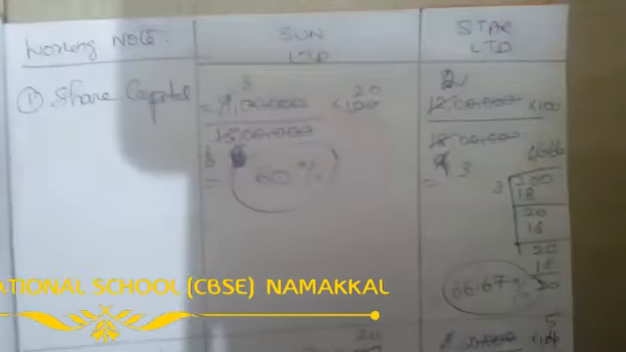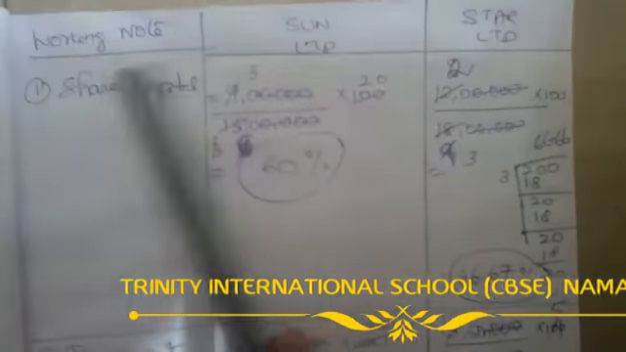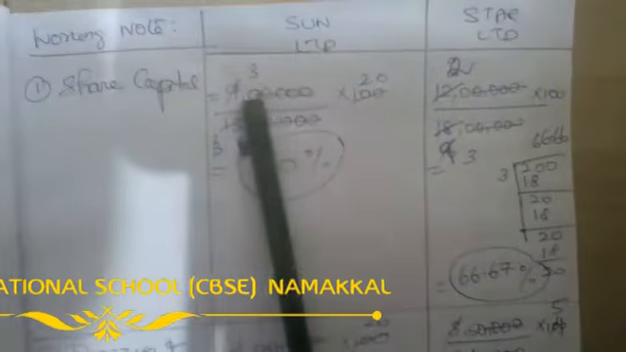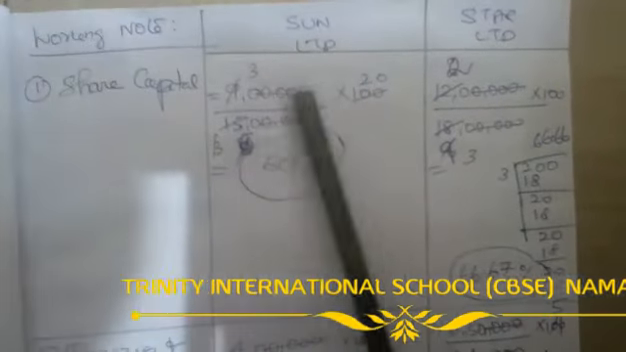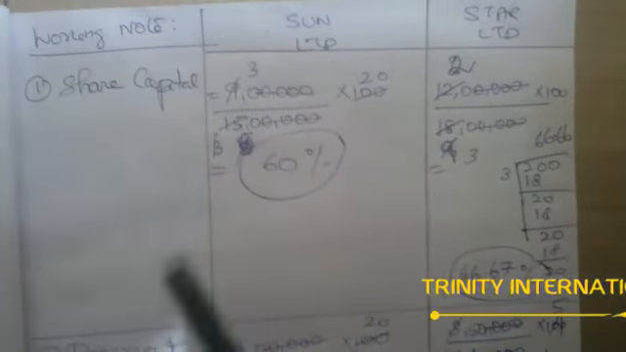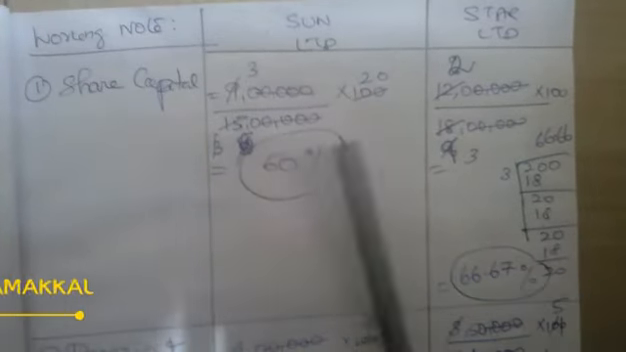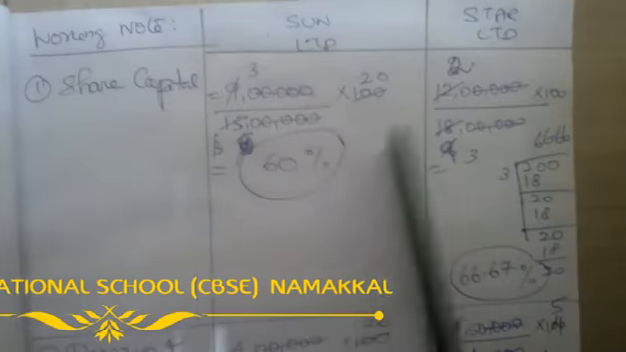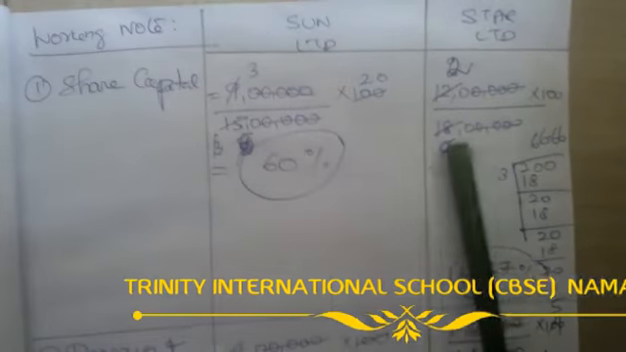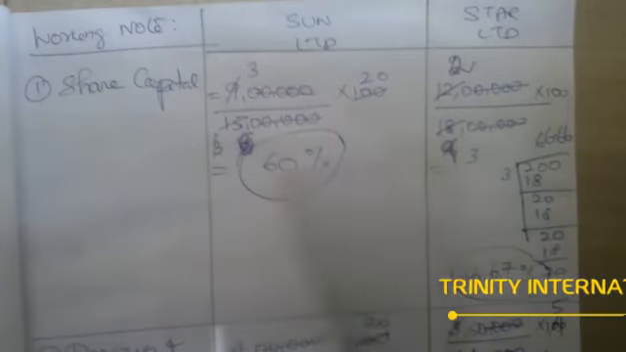We have to make it like this. Working notes, Sun Limited, Star Limited, you make lines like this, two separate columns. So for each heading you are going to do working notes. Here the working note is very, very important, because as we already said, there is no calculator. Here mathematical calculation is very important. How quickly are you going to calculate? That is very, very important for this problem, the common size problem.